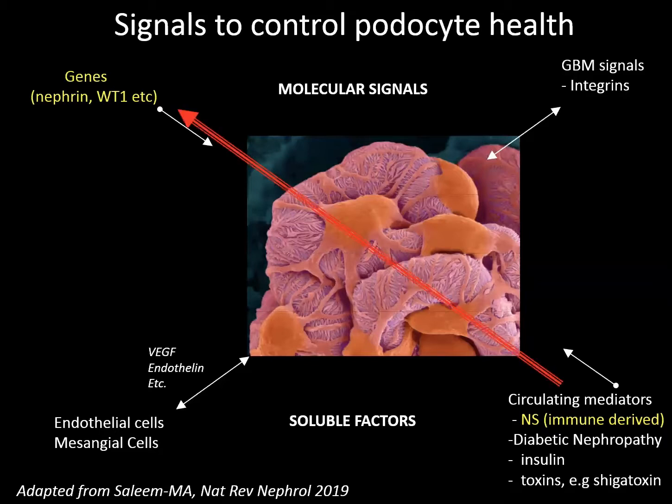So those mediators will act via that signaling complex at the slit diaphragm. So there'll be receptors, probably in the slit diaphragm and elsewhere in the podocyte, that will inevitably act via some of those key and specific signaling pathways that exist in the podocyte.